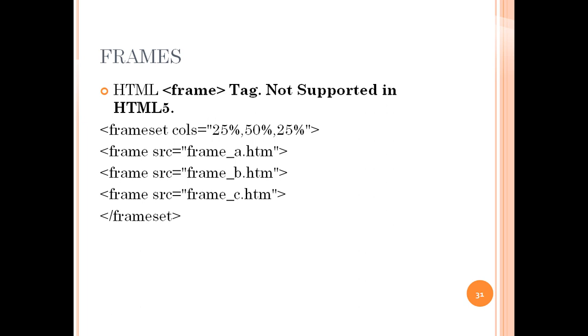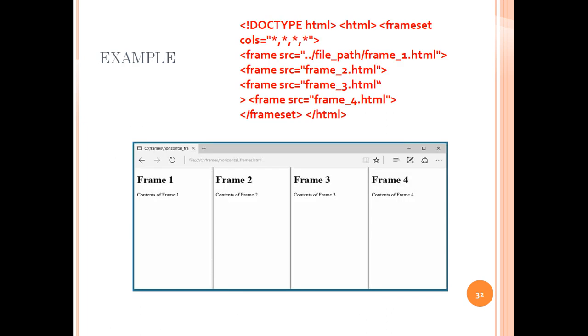So frameset is required and columns we have given, which means vertical frames. Three names we have given for the frames. And these frames are not supported in HTML5. So we can see that example. We have created 4 frames. As we have specified columns, it is a vertical frame. These provide a pleasing interface which makes your website easy to navigate.